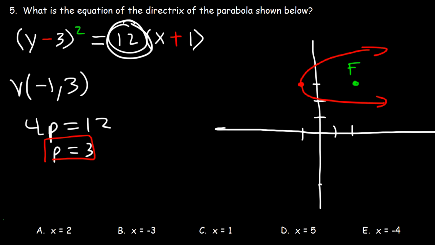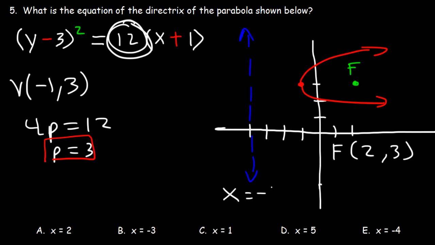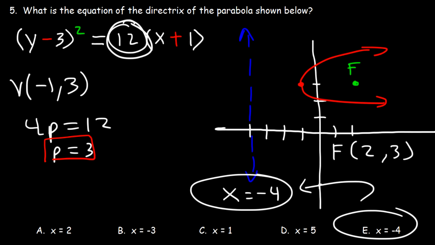which is going to be 2, 3. Now, if we travel 3 units to the left, we can get the equation of the directrix. So negative 1 minus 3 is negative 4. Therefore, the equation of the directrix is x equals negative 4, which means that E is the right answer.